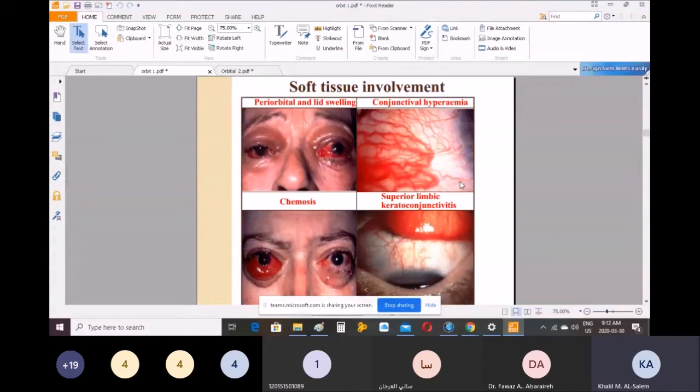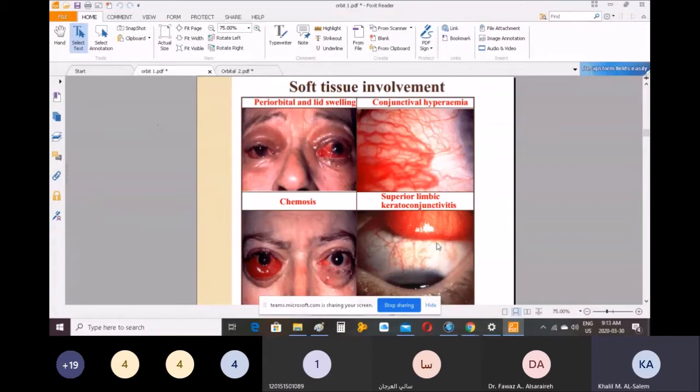Chemosis, where you have swelling of the conjunctiva, as you can see here in this lady. Hyperemia, superior limbic keratoconjunctivitis. Superior limbic keratoconjunctivitis usually happens due to mucin deficiency. Mucin deficiency of the lipid layer.